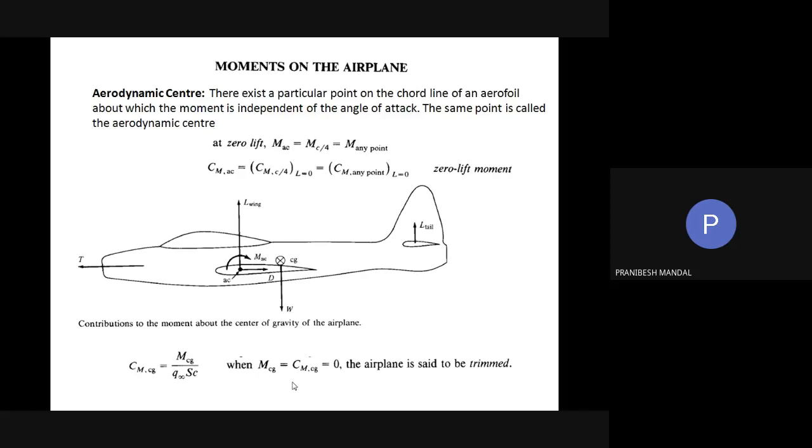Anyway, so first of all, aerodynamic center, you all know, right? I have mentioned what aerodynamic center is: a particular point on the chord line about which the moment is constant, that is, it is independent of the angle of attack. This particular thing you already know, yes or no? Yes, sir.